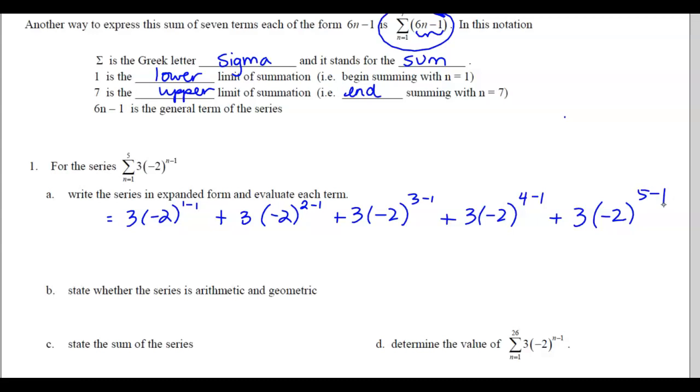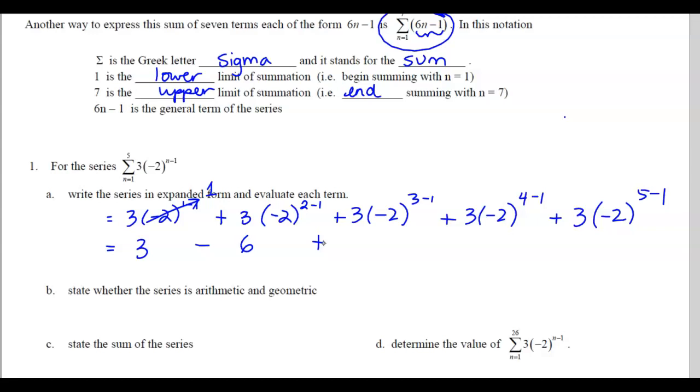So 1 minus 1 is 0. That goes to 1. Anything raised to the exponent 0 is 1. So the first term is 3. 2 minus 1 is 1. So that's just going to be 3 times negative 2, which is negative 6. So I'll just show subtract 6.